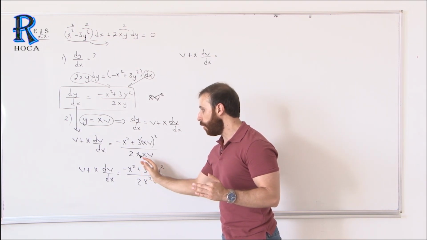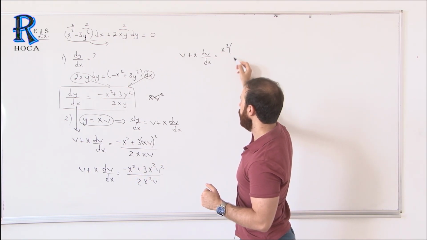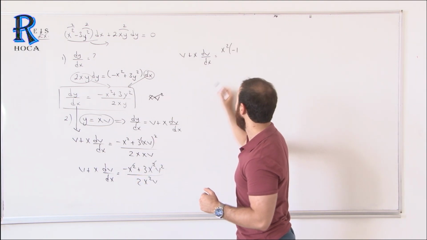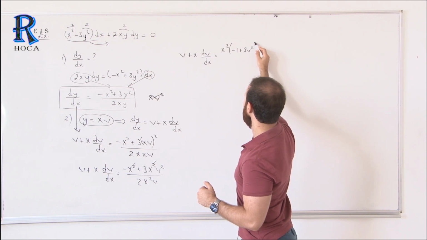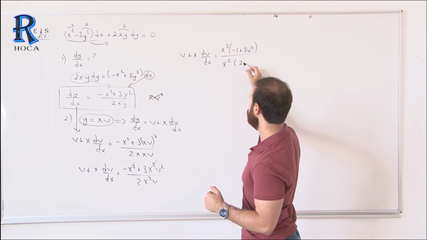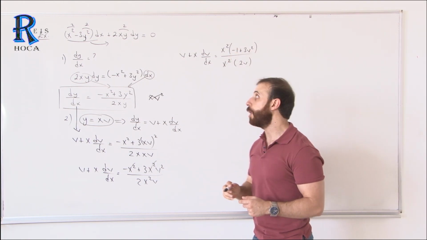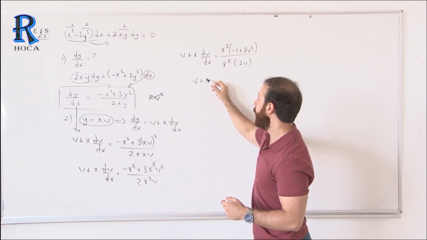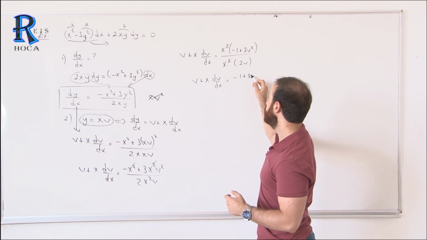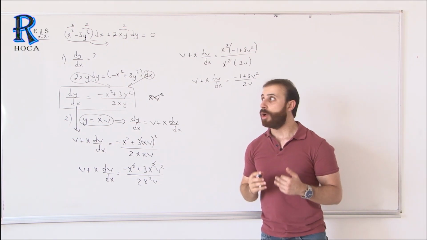On the left side, v plus x dv over dx. And as we said, all x must be common. So x square is a common factor. If we remove x square, there will be minus 1 plus 3v square, and here there is x square, put out, times 2v. So you see x square is removed and we have v plus x dv over dx equals minus 1 plus 3v square over 2v. So this is the second step.